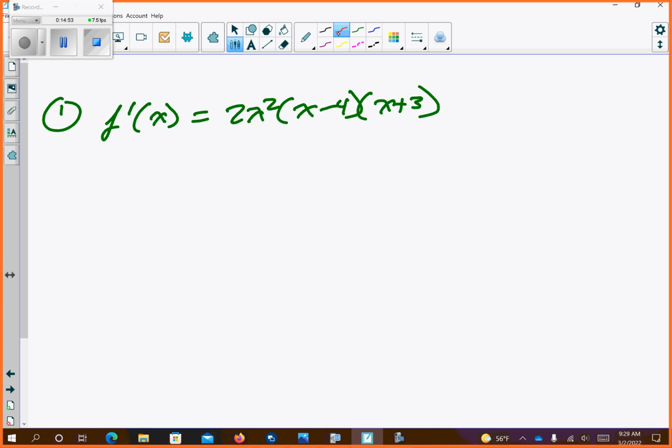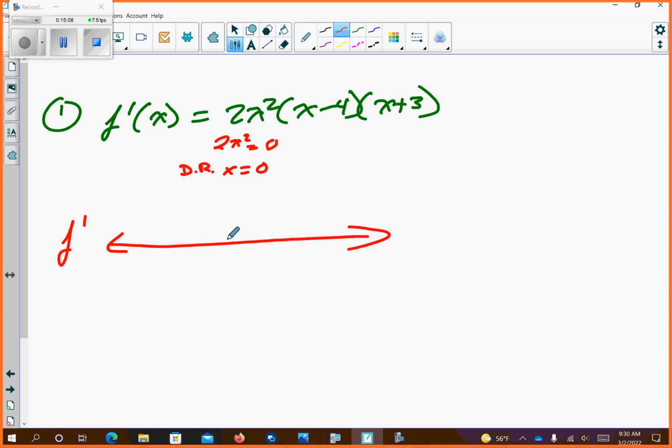All right. So if we do our f prime chart, I have a critical value. I go 2x squared equals 0, so x equals 0. So this is a double root at 0. Okay, now that's a double root. And then I'm going to go x minus 4 equals 0, so x equals 4. So that's a critical value. And x equals negative 3. That's another critical value.